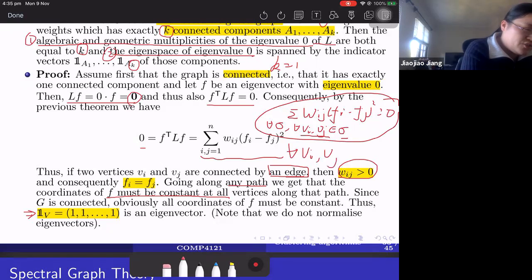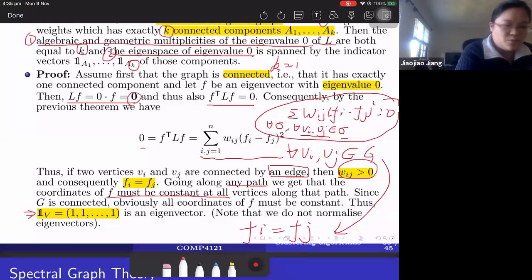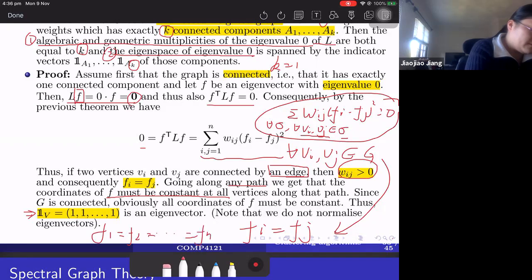After we get this, we will see that actually for any two nodes Vi and Vj in graph G, we will have Fi equal to Fj. Which means in the vector F, all of the coordinates must be constant. So we have F1 equal to F2 equal to Fn. So we can conclude that yes, the indicator vector 1v is an eigenvector of Laplacian matrix L corresponding to the eigenvalue 0.